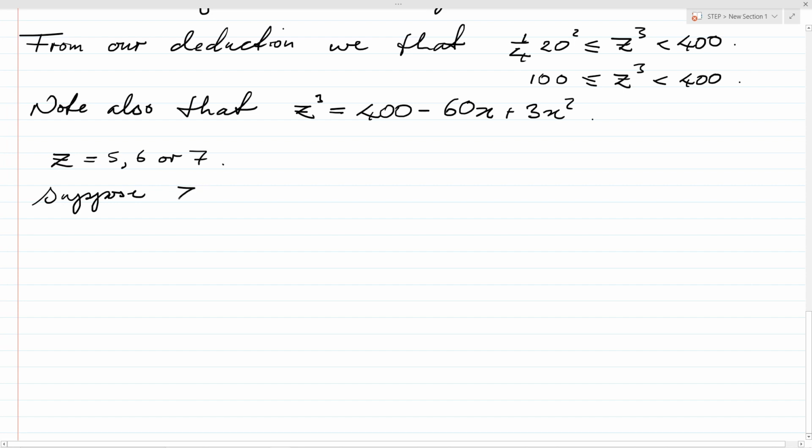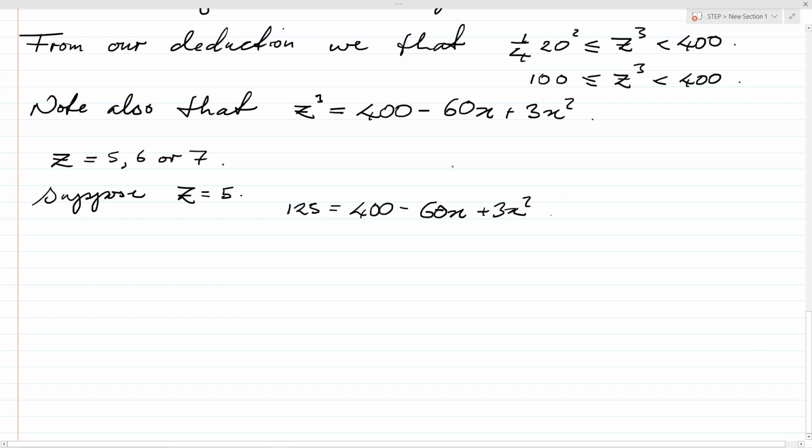So suppose z is equal to 5 first. Then we're going to get this quadratic. 125 is equal to 100, subtract 60x and 3x squared.